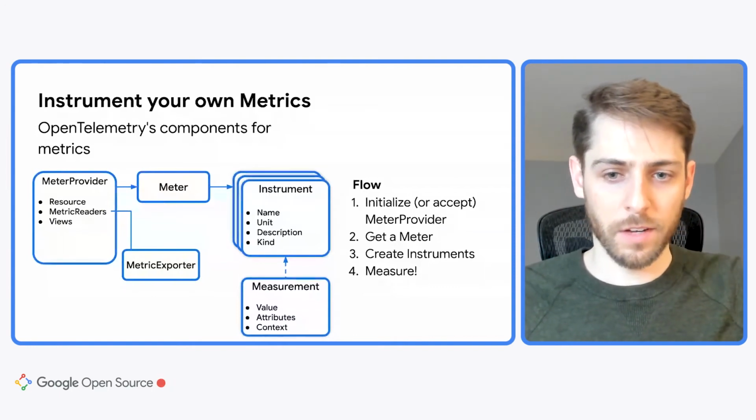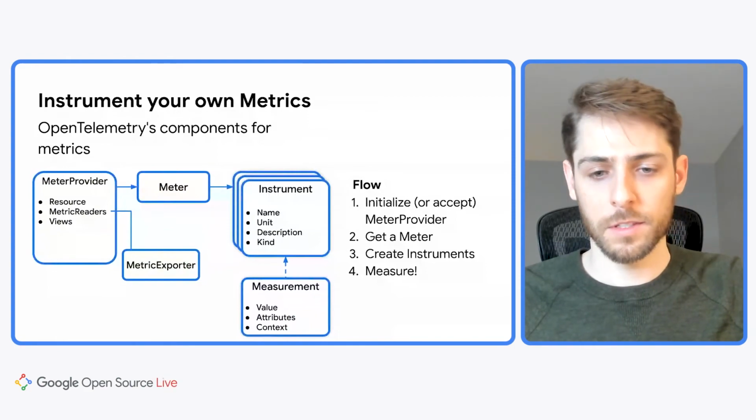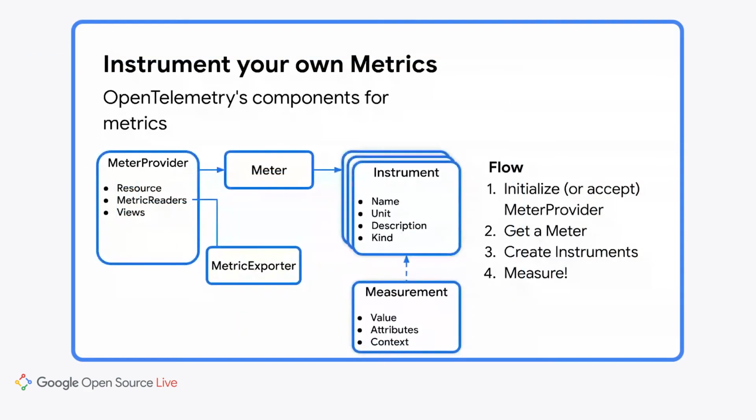So finally, once you have instruments, it's time to make measurements. A measurement is like a metric event, and all measurements will have value and they'll have attributes. So attributes are like those dimensions. So for example, we showed in CPU time, you could have the different CPU states like user and idle. So note from the tracing section, you also have resource, attributes, and context in metrics as well.